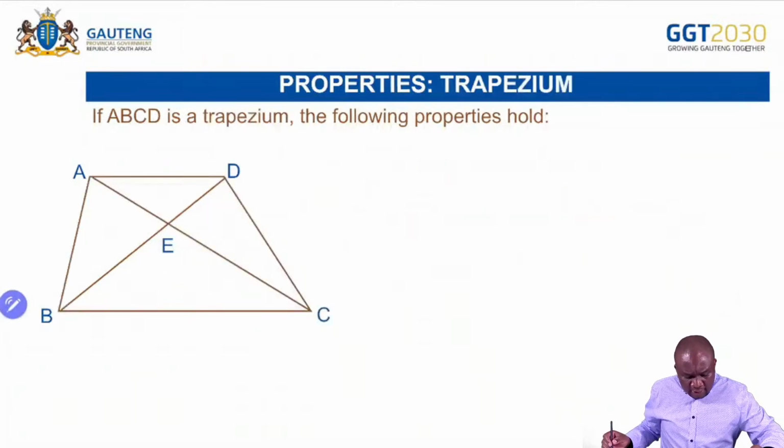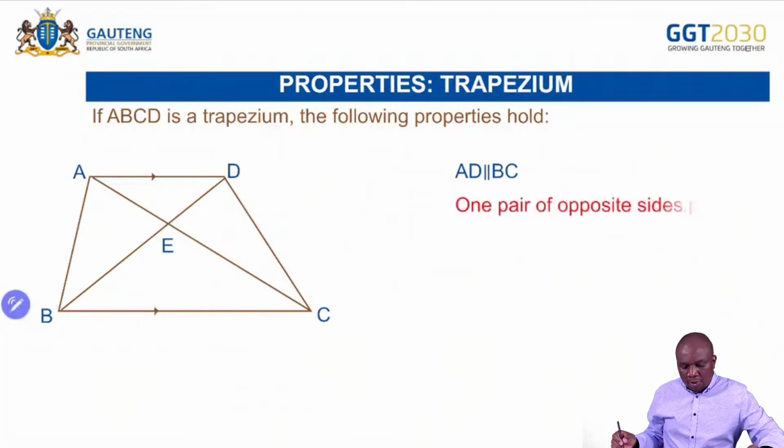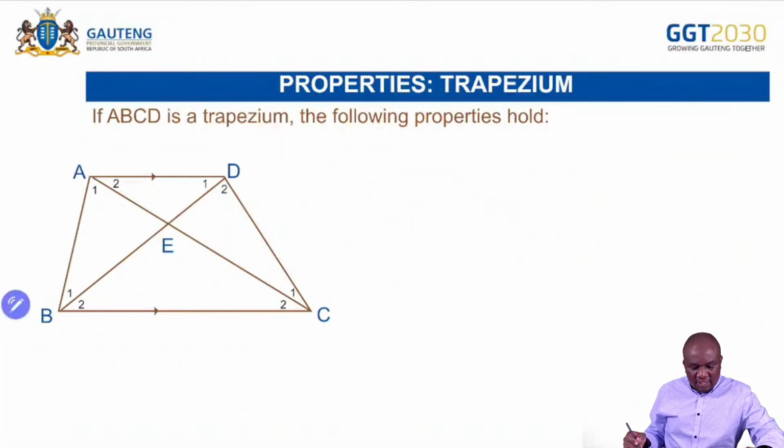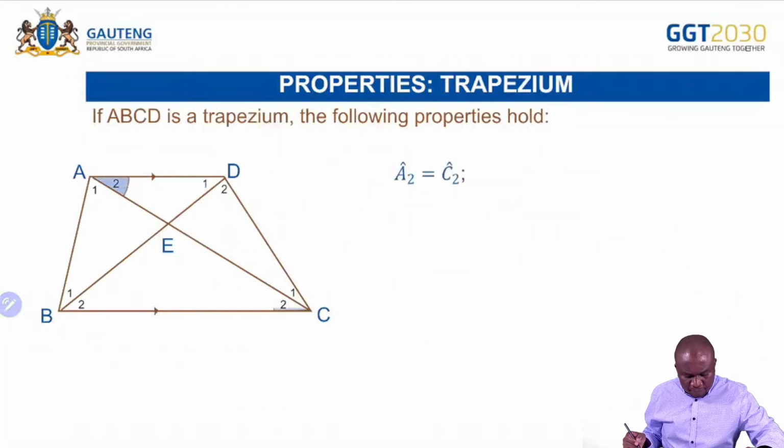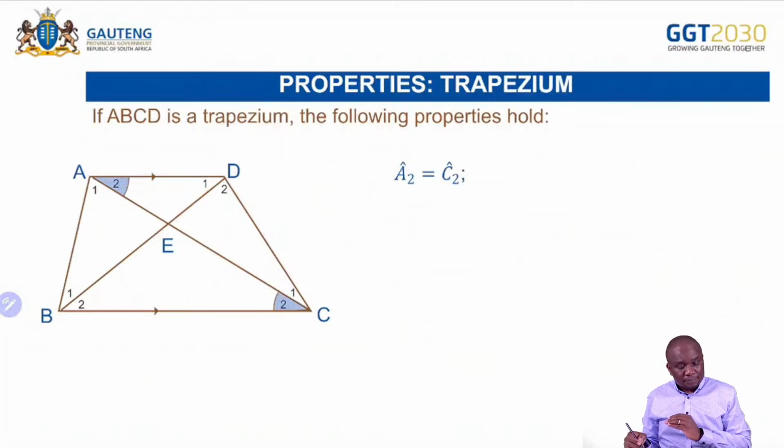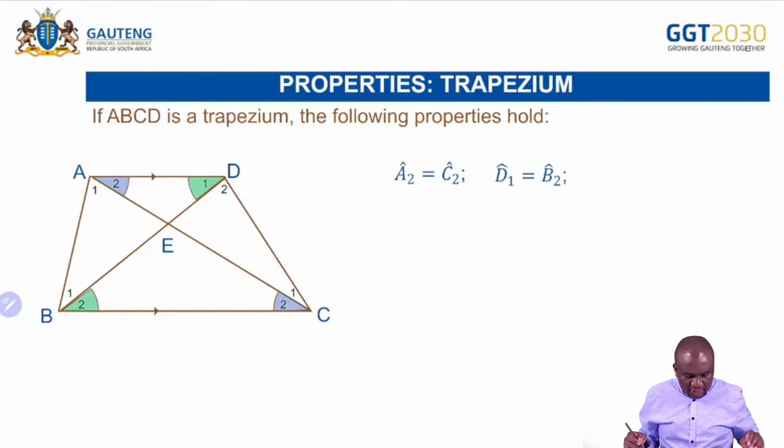A trapezium: we say that AD is parallel to BC. So one pair of opposite sides is parallel, not equal, parallel. And since they are parallel, these angles, like angle A2 and C2, are alternate angles, they are equal. And D1 and B2 are alternate angles again, they are equal. That is enough for a trapezium.